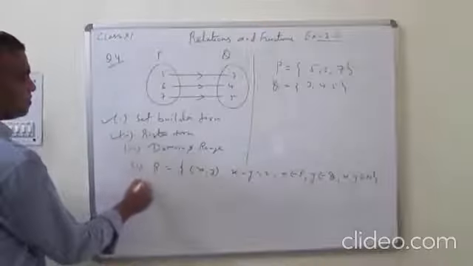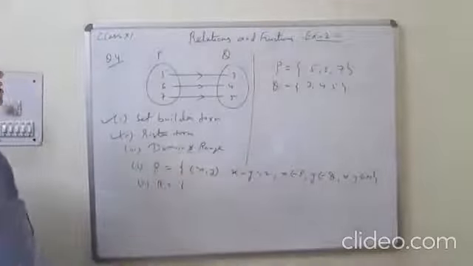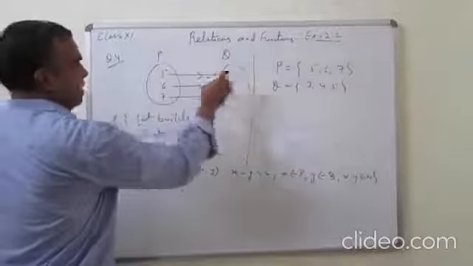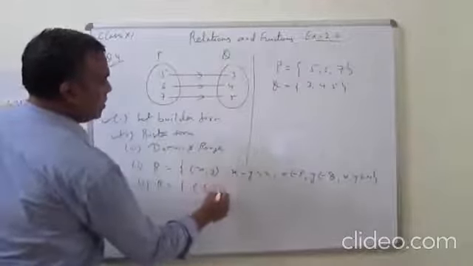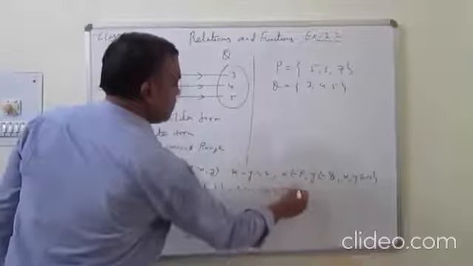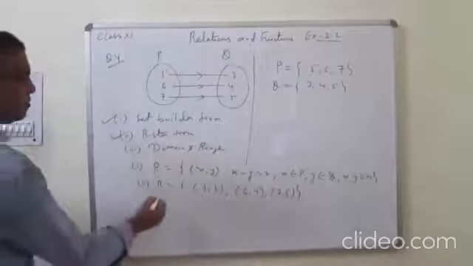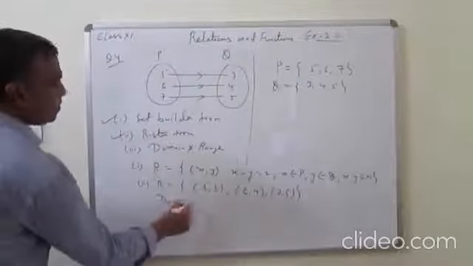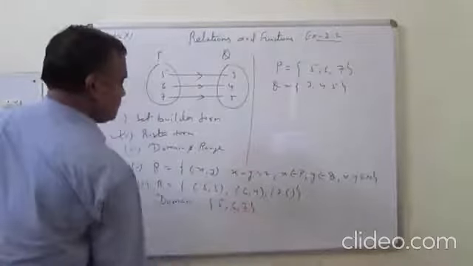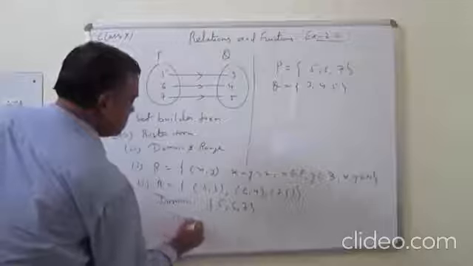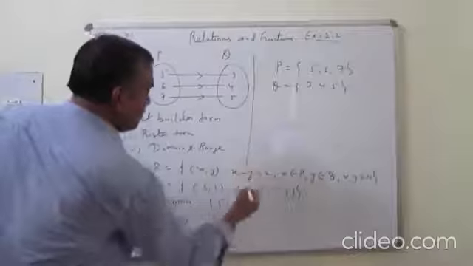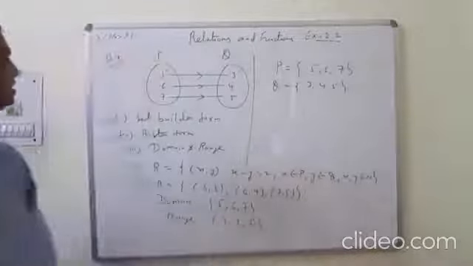Now roster form R. Write the first element and second element in the ordered pair: 5,3, 6,4, 7,5. This is the roster form. Now domain: first element of the ordered pair, 5, 6, 7. What is range? Second element 3, 4 and 5. So this is range.